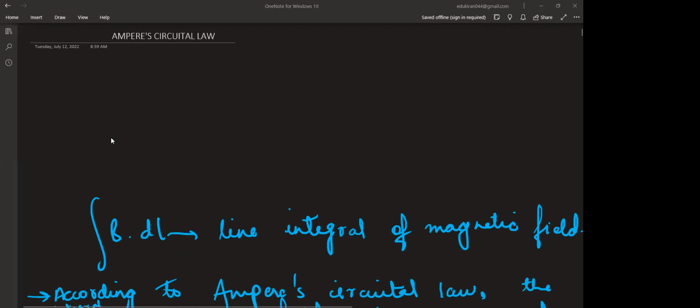See, class, now understand the statement of Ampere circuital law. What is meant by Ampere circuital law? We have already done Gauss law. If you remember, in the first lesson of electrostatics, we have already done Gauss theorem. What was Gauss theorem? Can anyone repeat it? We had a formula for Gauss theorem.